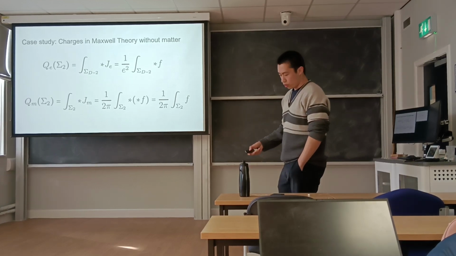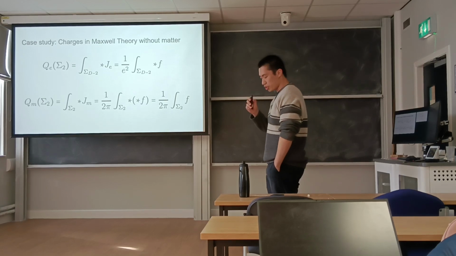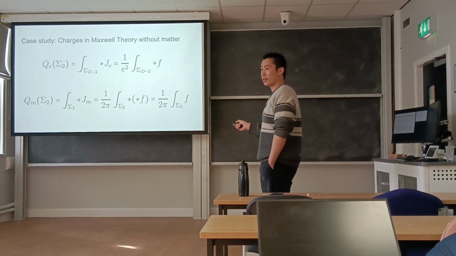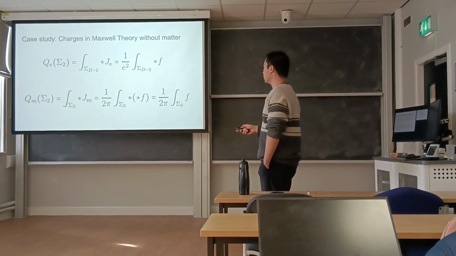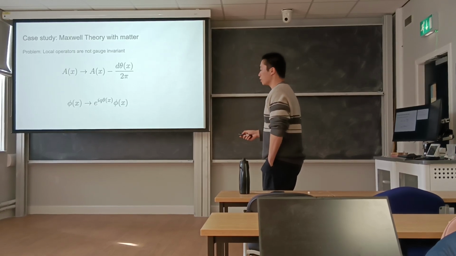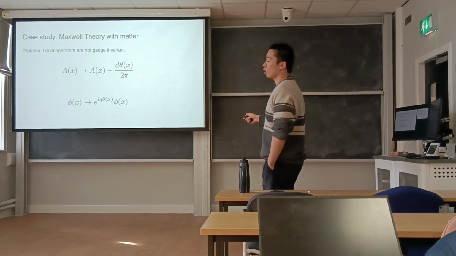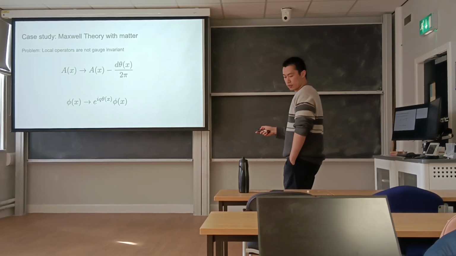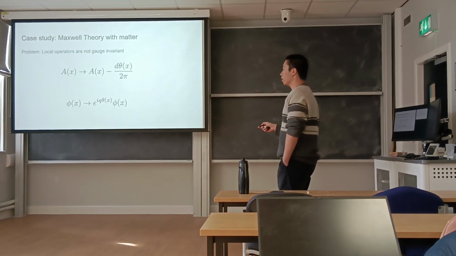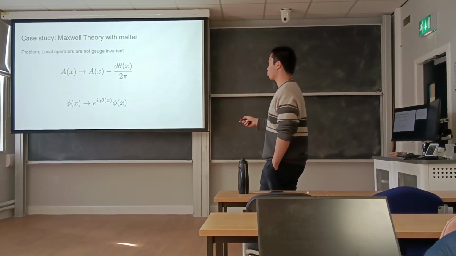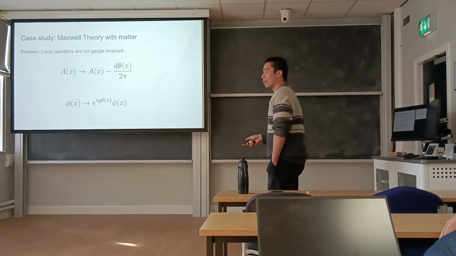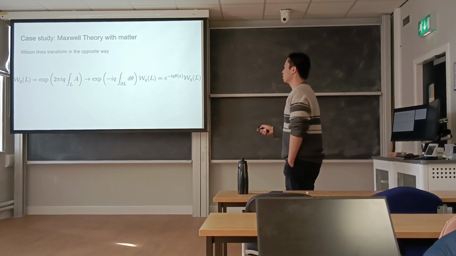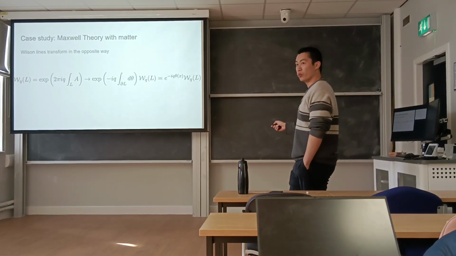So you may wonder where are the Wilson loops? It turns out that Wilson loops do not appear in Maxwell theory without matter. To get Wilson loops, we have to add matter. Once we add matter, which is something local, let's say this is our matter field phi. This is not gauge invariant because if you perform a gauge transformation, then this acquires a phase. However, let's say we define a Wilson line as such, then this transforms very nicely in the opposite way.